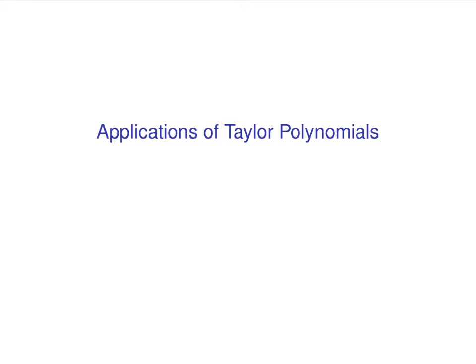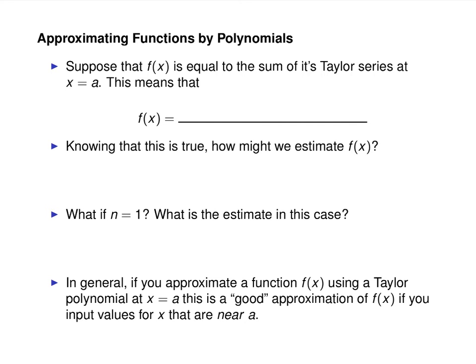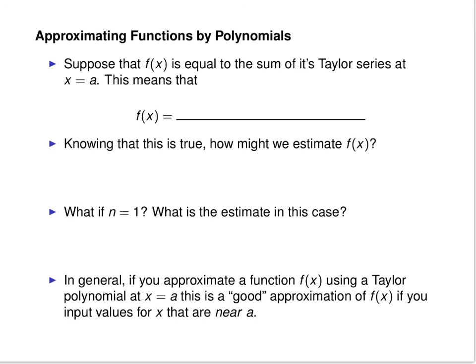In this lesson, we are going to learn an application of Taylor polynomials to approximating functions. So suppose we know that a function f of x is equal to the sum of its Taylor series at a point x equals a. This means that f of x is equal to the sum from n equals 0 to infinity, the nth derivative at a over n factorial times x minus a to the n.